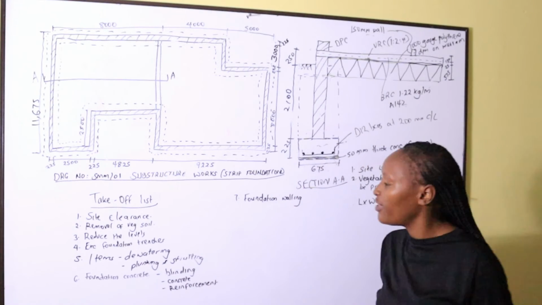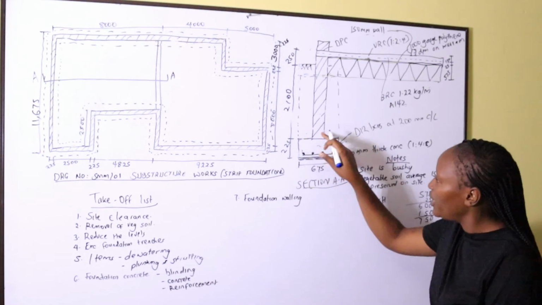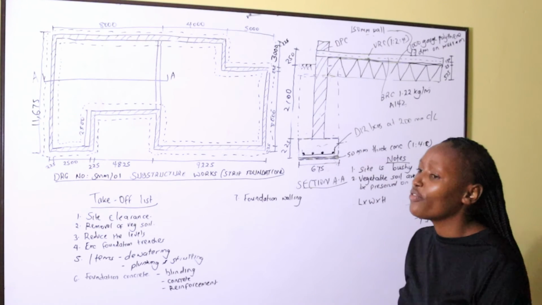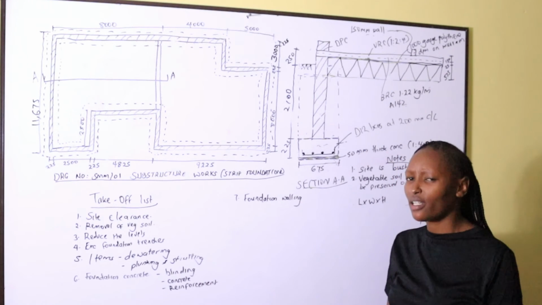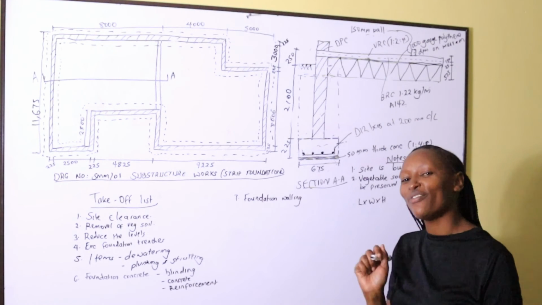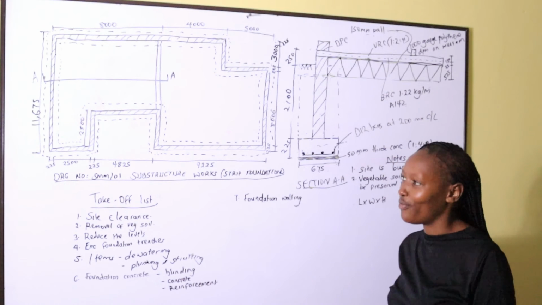How do we take off the foundation walling? The foundation walling is 225 millimeters thick. When we are taking off the foundation walling, we need to find the area of the wall. How do we find the area of a wall? The center line of the wall times the depth of the wall.